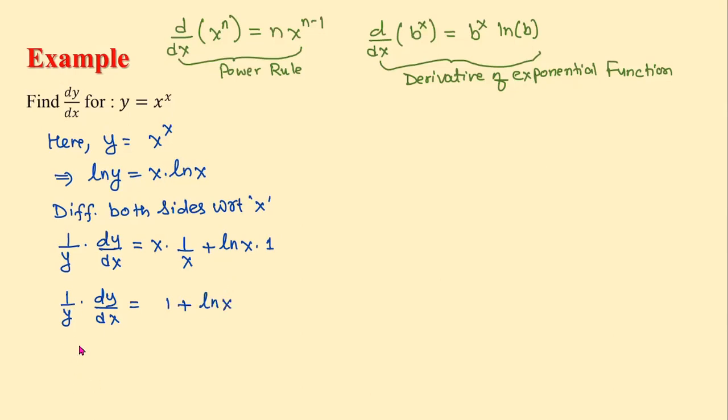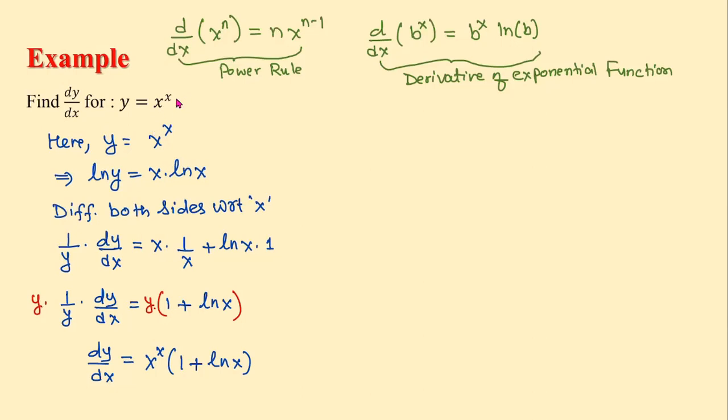We want dy over dx, so to get rid of this y, we multiply on both sides by y. So we multiply the left-hand side by y, and also we multiply the right-hand side by y. If we do that, y and y cancel on the left-hand side. We get dy over dx, the derivative of the function y with respect to x, equal to y. Y is x to the x. So I can write x raised to x and then 1 plus natural log x. So that is the derivative of the function. The derivative of the function y equal to x to the x is the same function multiplied with 1 plus natural log x. So here both base and exponent are variable.